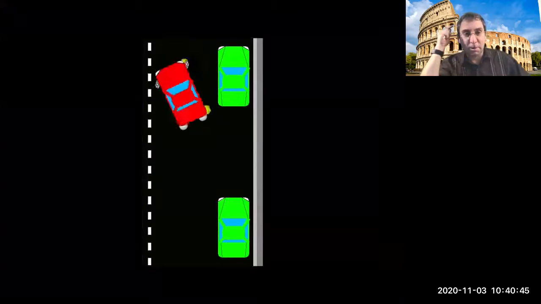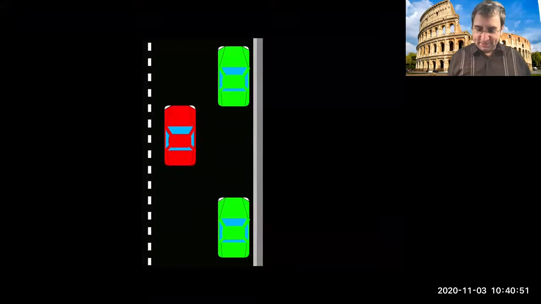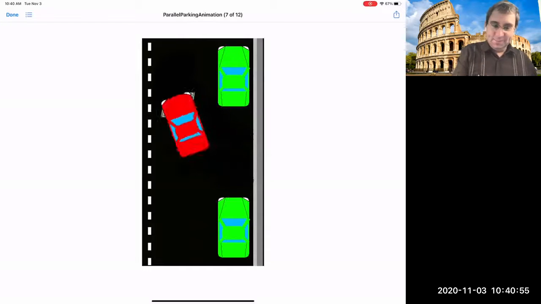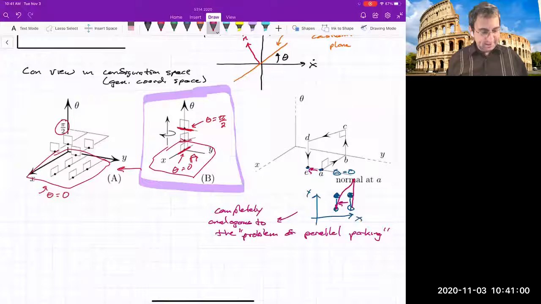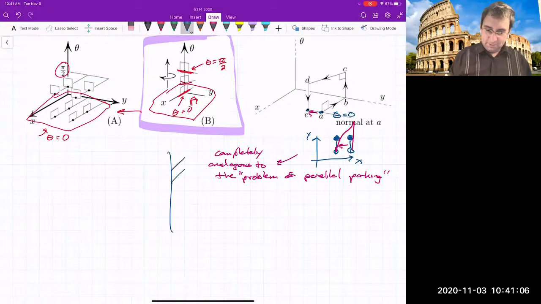Here is a parallel parking animation. If you've forgotten what it is, you're like, I want to park there. So you have to do this weird thing. And then here's how you leave. Is there a way to freeze this? No, I can't freeze it. You might not realize what you're doing, but you're doing something related to non-holonomic constraints.